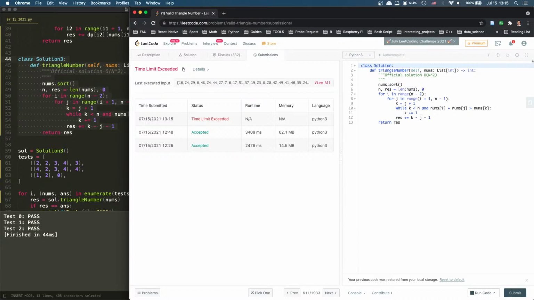Oh, because we set k here. No, k should not be set here because k does not reset. We keep k as it is, so k shall be here. k shall be i plus 2. And then j and then k keep moving, and then we don't move k anymore, right? And with j keep moving, we compare if it's good, if the sum is big, then we can keep moving until we cannot move anymore. Yeah, k should be here.